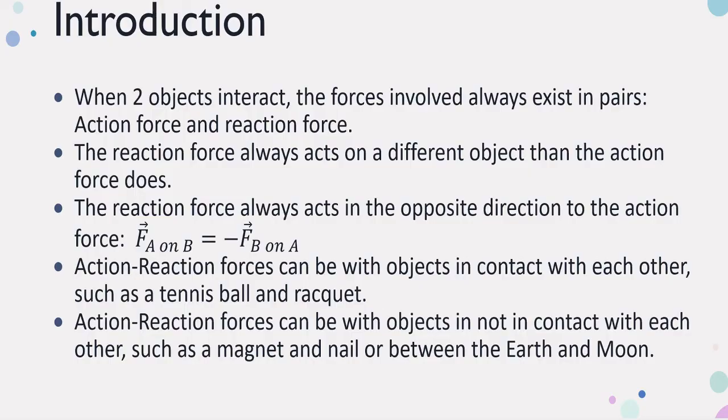So I have a few notes up here. When two objects interact, the forces always exist in pairs, so an action force and a reaction force. The reaction force always acts on a different object than the action force does, and the reaction force always acts in the opposite direction. So you have the force A on B is equal to the negative F B on A. This one is the action. This one's usually the reaction.